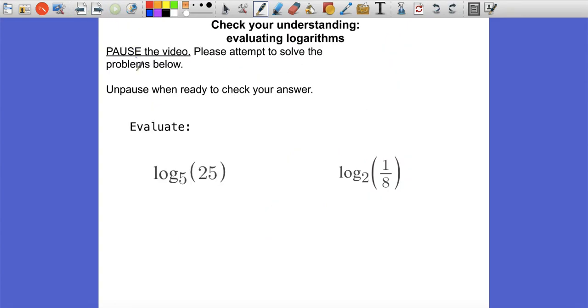All right, moving right along, checking our understanding. So I want you to pause the video and try to evaluate these without a calculator. All right, hopefully you paused your video and now you're ready to go over the answers.